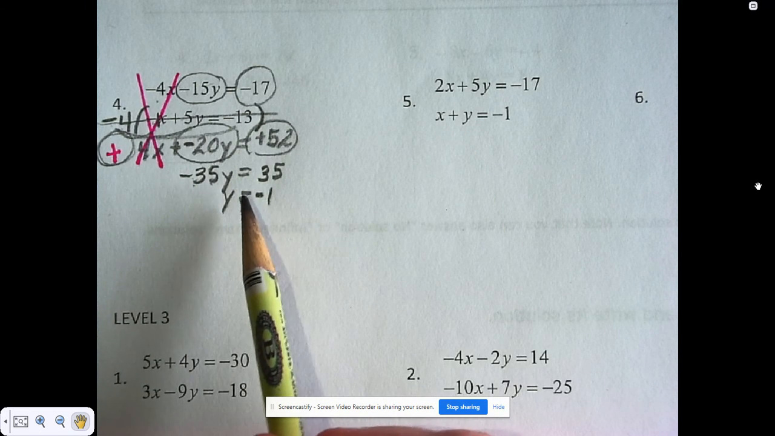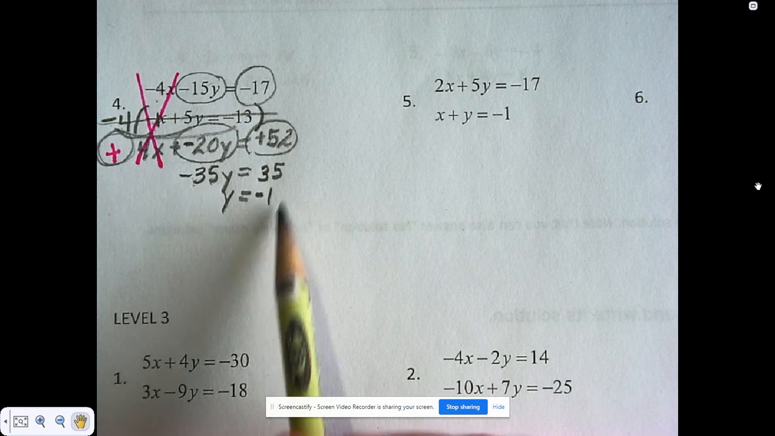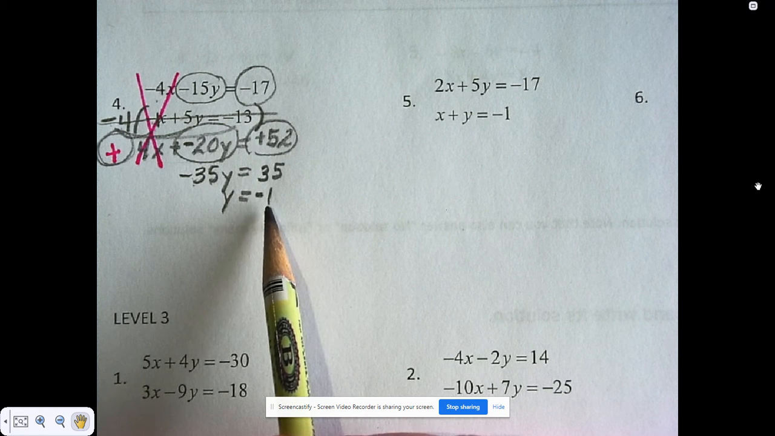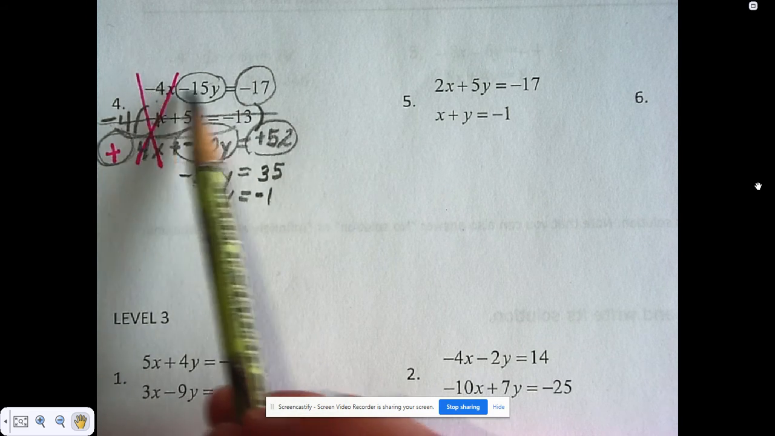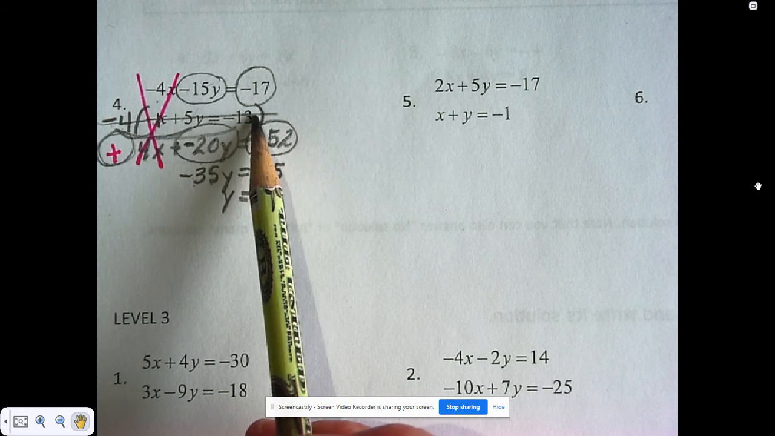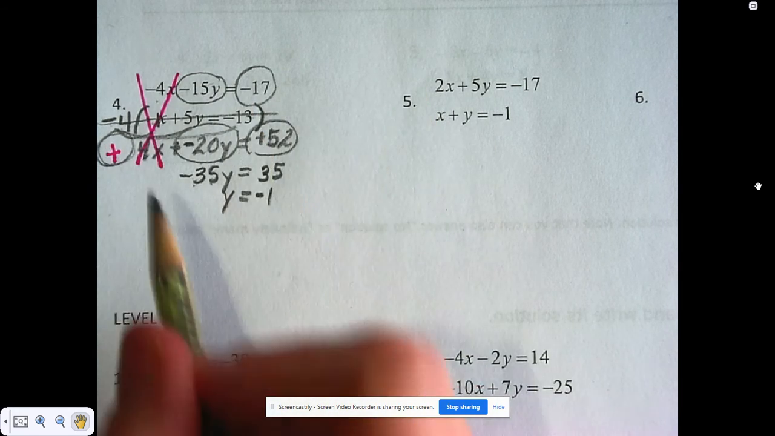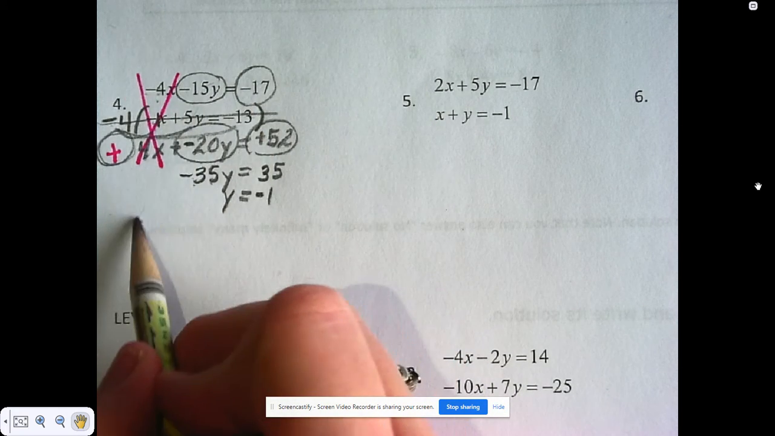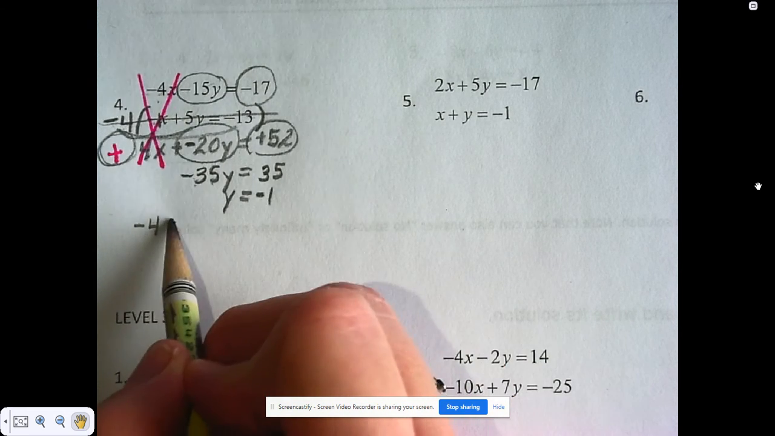Now notice I am not done at this point. I only have one of the solutions. I still need to come up with x. So I can choose any one of the original equations. Because I crossed this one out, I might just take this one because I can actually see it better. So I'm going to say, okay, the -4 and then x. Do I know what x is? No, I don't, so I put the x.